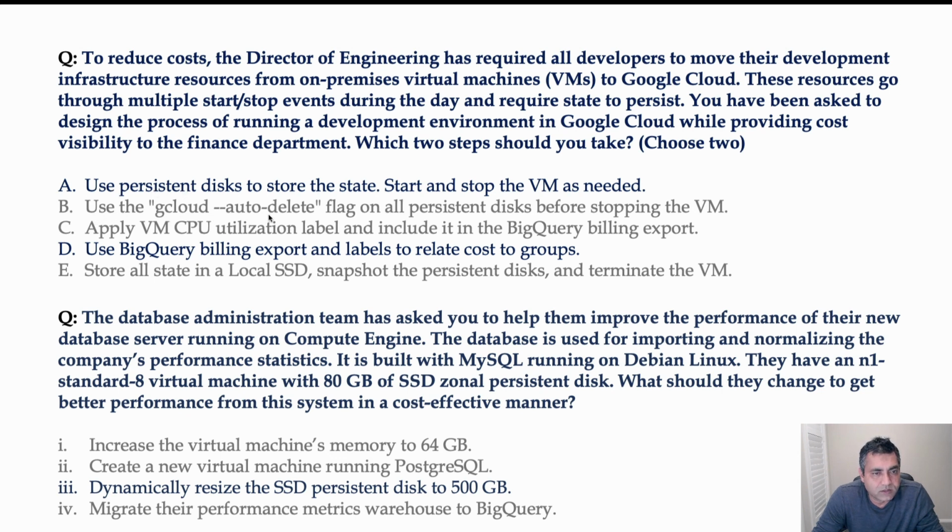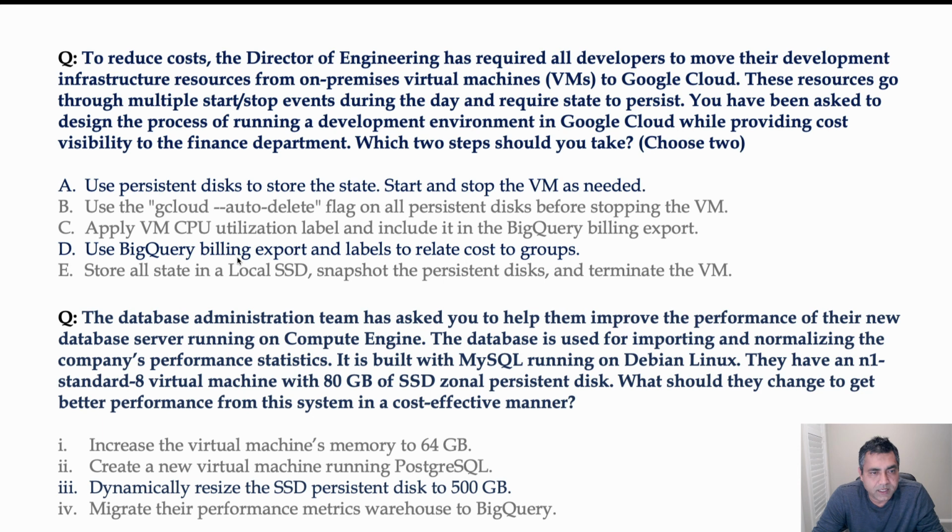Use the gcloud auto delete flag on all persistent disks before stopping the VM. It's not correct because the auto delete flag has no effect unless the instance is deleted. Stopping an instance does not delete the instance or the attached persistent disks. Apply VM CPU utilization level and include it in the BigQuery billing export. It's not correct because labels are used to organize instances, not to monitor their metrics.